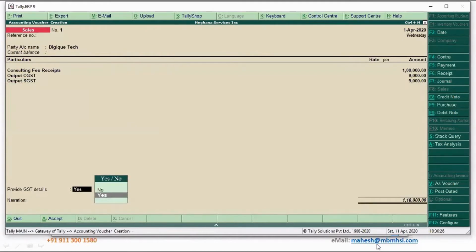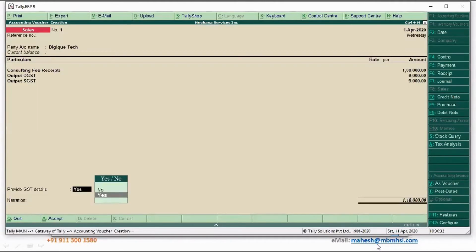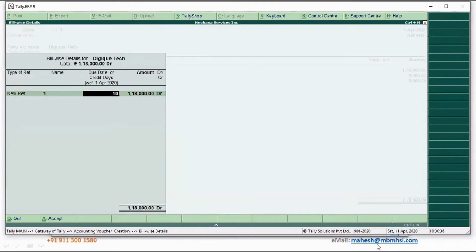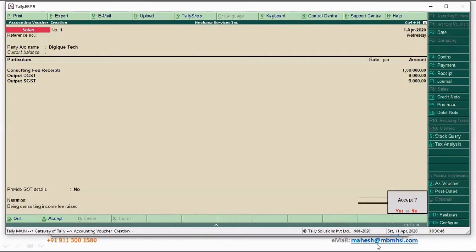Since there are no goods, I don't want to provide any GST details. E-way bill number, all those things are not required. So I'll just say it's not required. And all this credit details, everything I'm giving. Being consulting income fee raised.